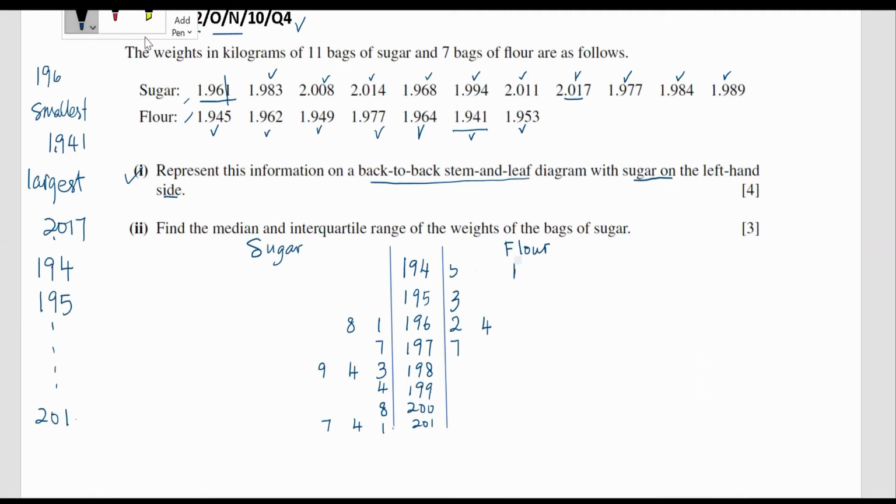So 1, 5, followed by 9. All right, so the rest are okay. So once we have done with the stem and leaf, we need to indicate the key. So how do we indicate the key here?